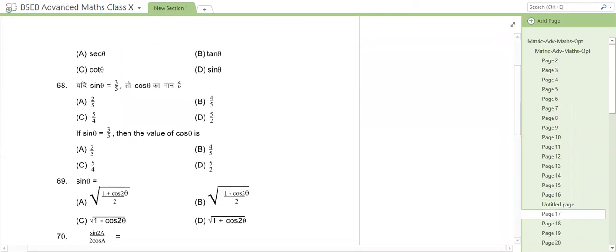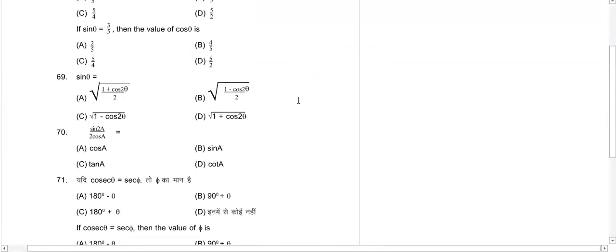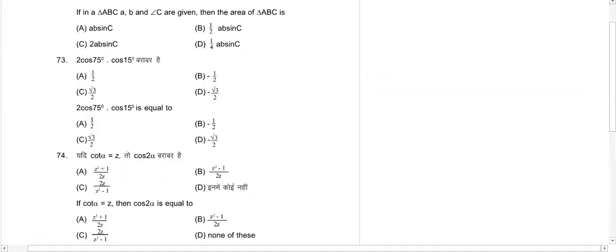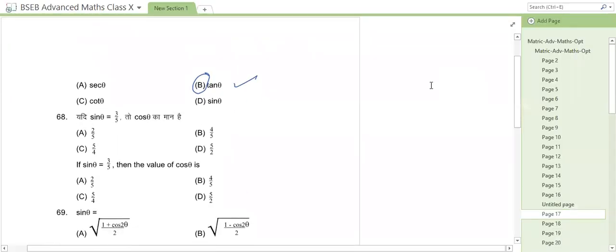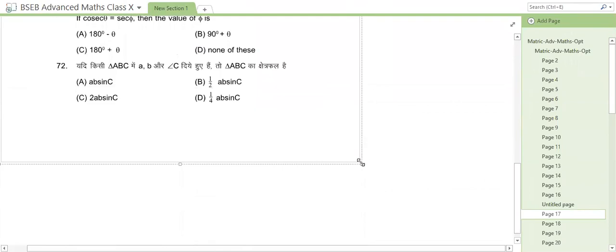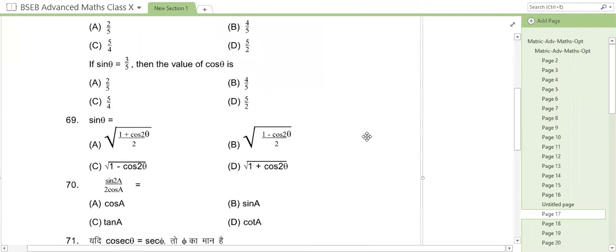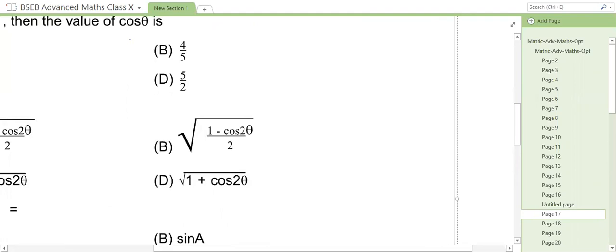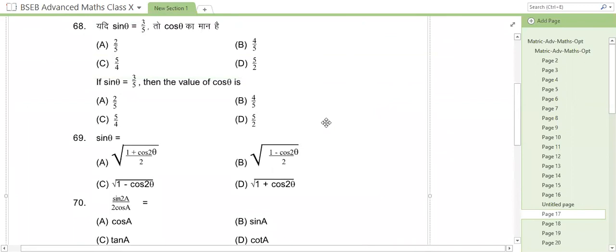Said that was equal to tan theta. 68. If sine theta is equal to 3 over 5, then the value of cos theta should be 4 over 5.